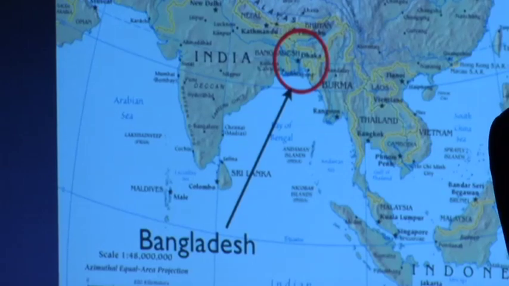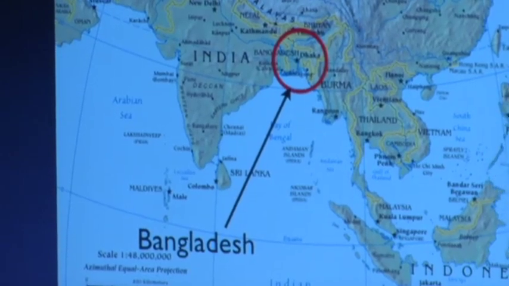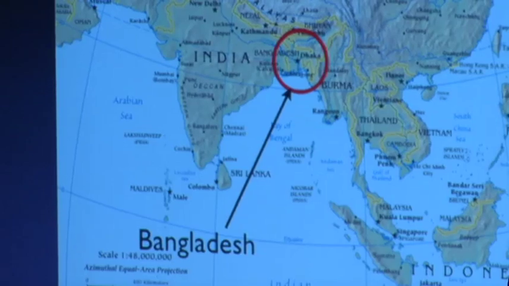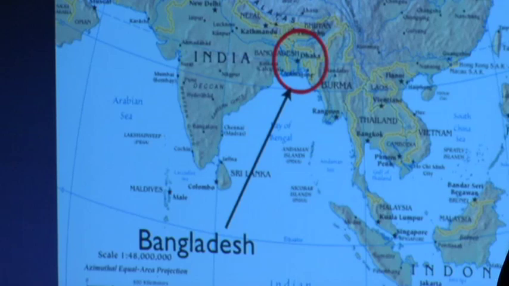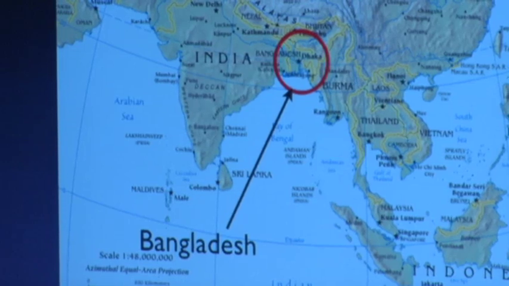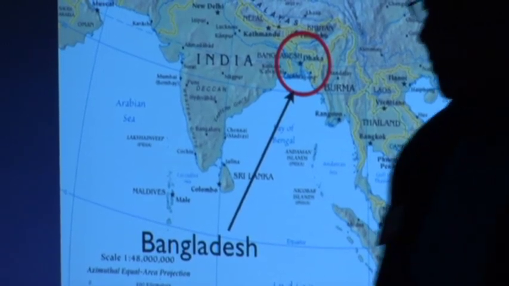And with partition of the country after World War II and independence from Great Britain, the country that is now known as Bangladesh was East Pakistan, and there was also a West Pakistan. And in 1971, there was a conflict where the people in Bangladesh basically separated from the other side of Pakistan in the west and became the independent country of Bangladesh.